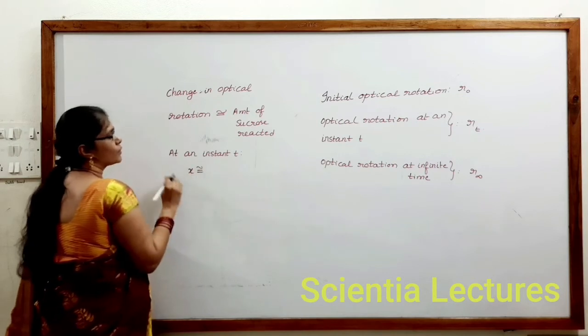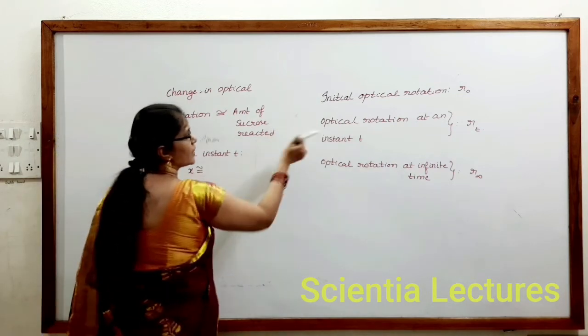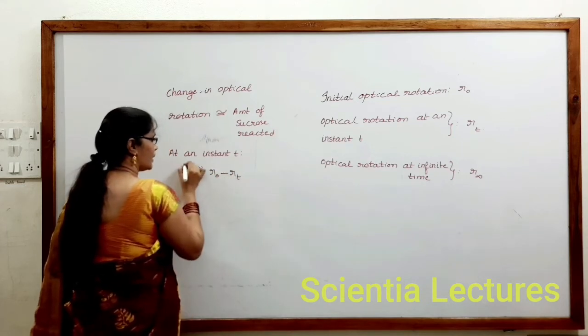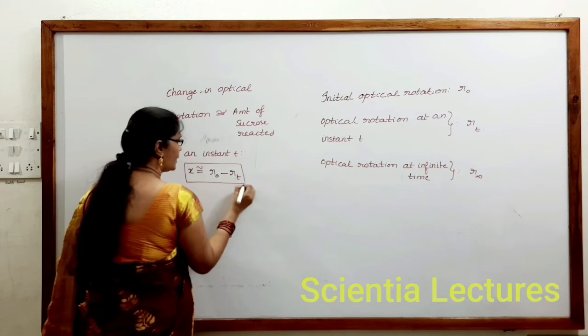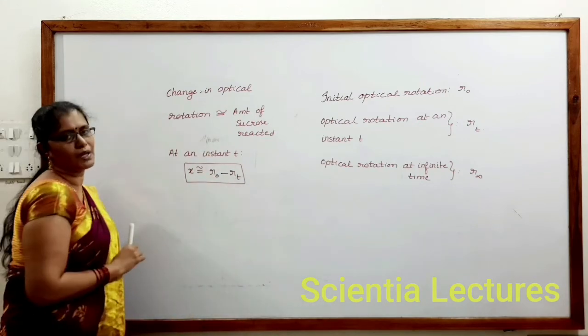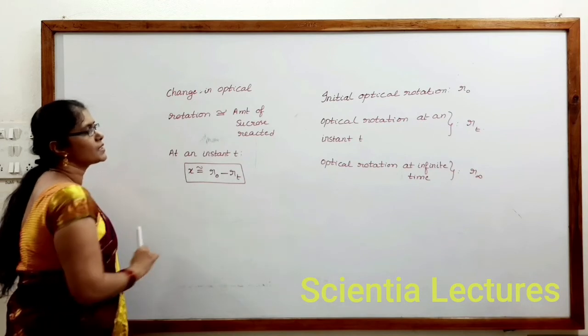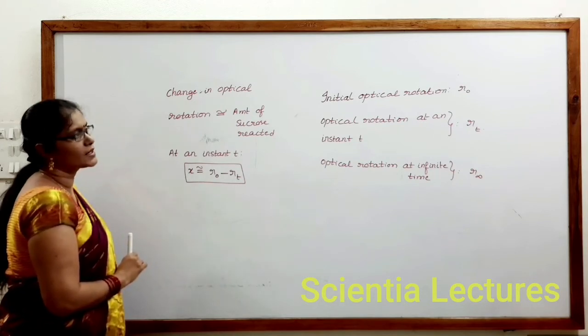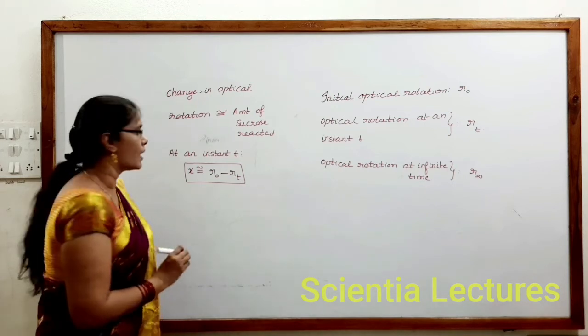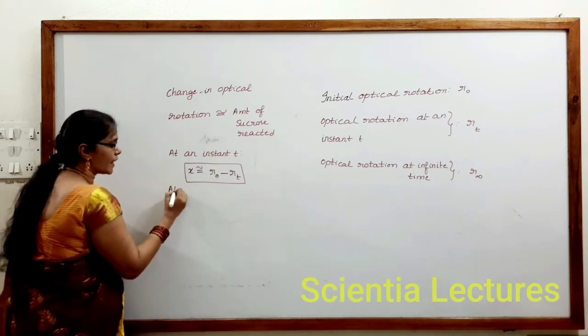X is equivalent to the change in optical rotation at an instant t, which is R0 minus Rt. Remember that at an instant t, the reacted amount of sucrose is X. We know that, so this must be equal to the change in optical rotation at an instant t, which is R0 minus Rt.